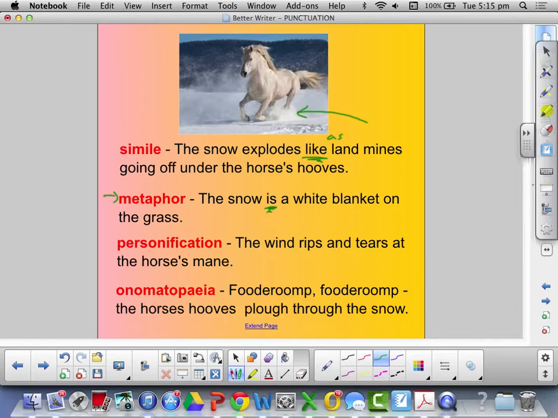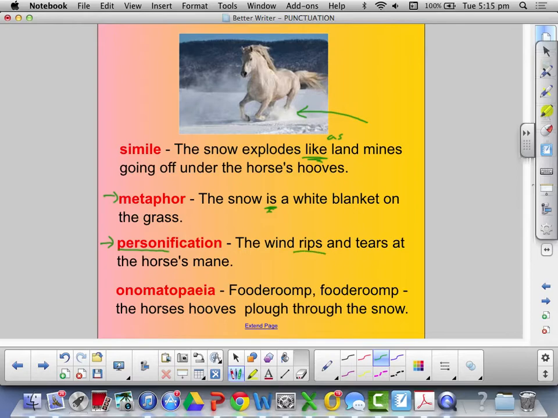Okay, on to the next one now, personification. The word here actually gives us a hint about what personification is. It makes something that is not a person into something that is like a person in some way. So think about the wind in this picture. You can't really see it, of course, but the wind rips and tears at the horse's mane. Now, wind can't really rip and tear at things like a human could rip something and tear something up, okay? The wind just blows. But here, I've used what's called personification.